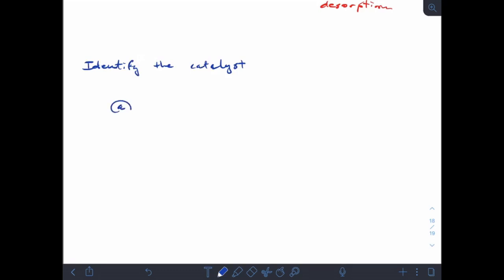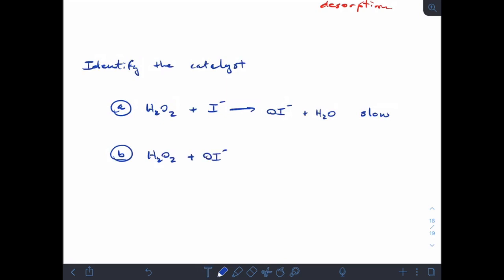So let's say equation A, H2O2 plus I minus gives us OI minus plus H2O. Slow step. Equation B, or reaction B, and this one is a fast step.